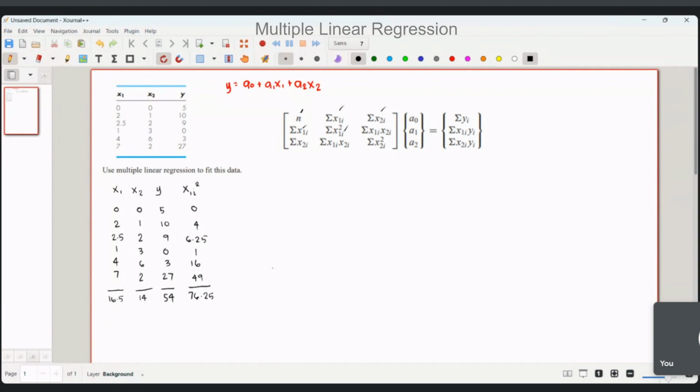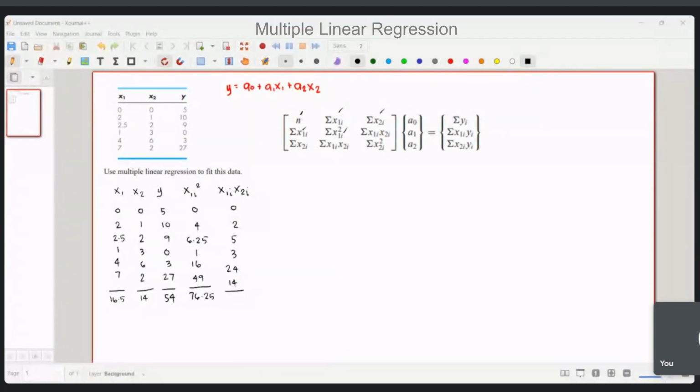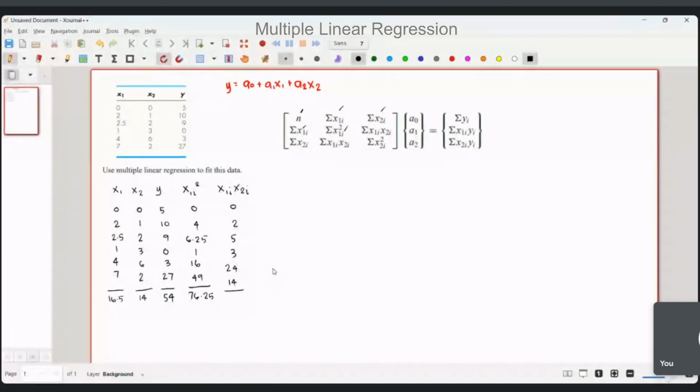Now next we need to find x1i multiplied by our x2i. So that's 0, that's 2, that's 5, 3, 24, and 14. And that would give us 48. Yeah, we already have this.